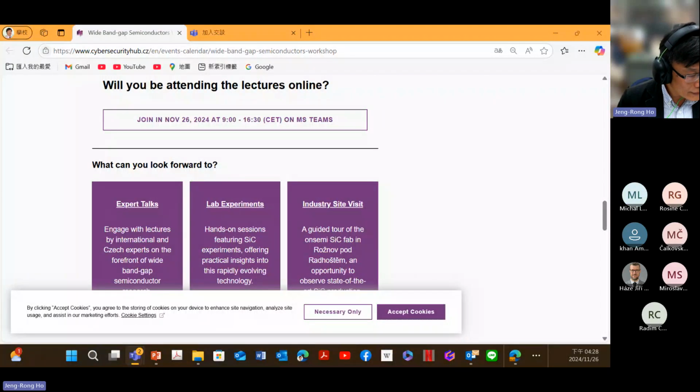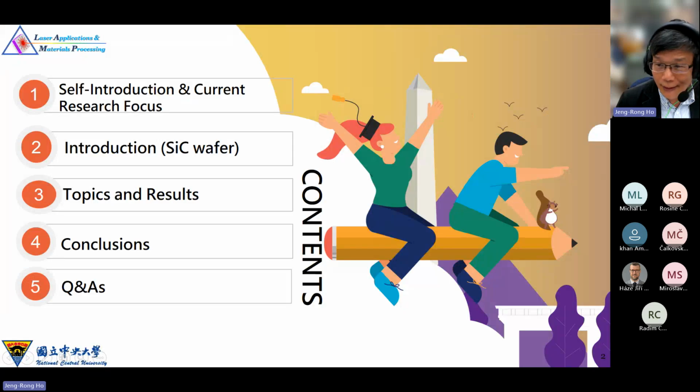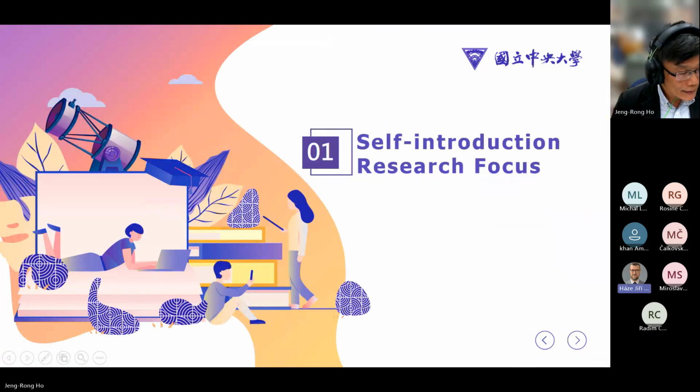So, let me try if you can see my slide first. Can you see the slide? Yeah, we can see the slide. Okay, how about the forward? Okay, yeah, it is moving.